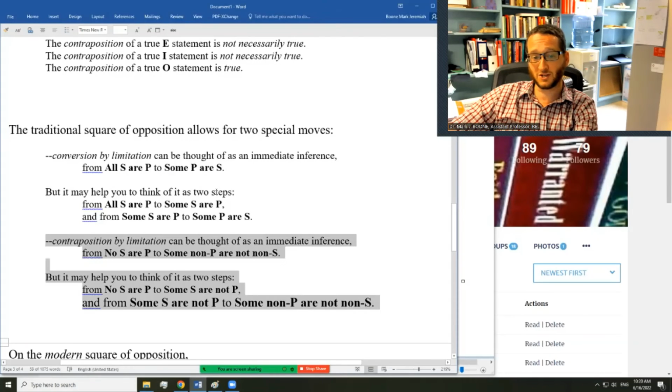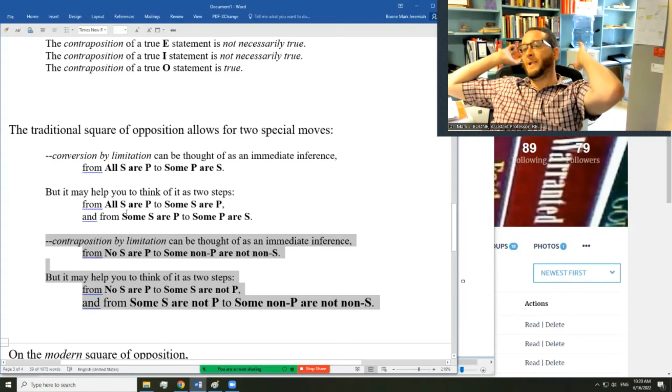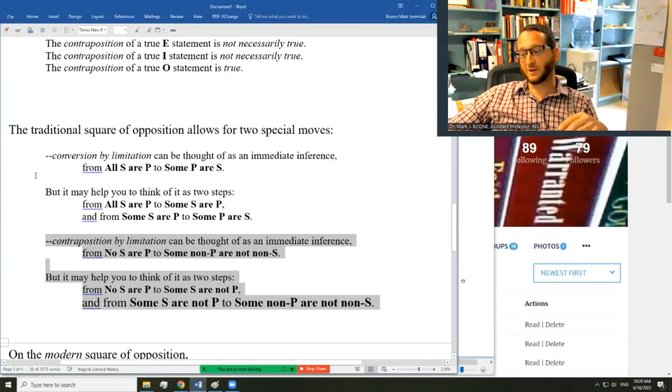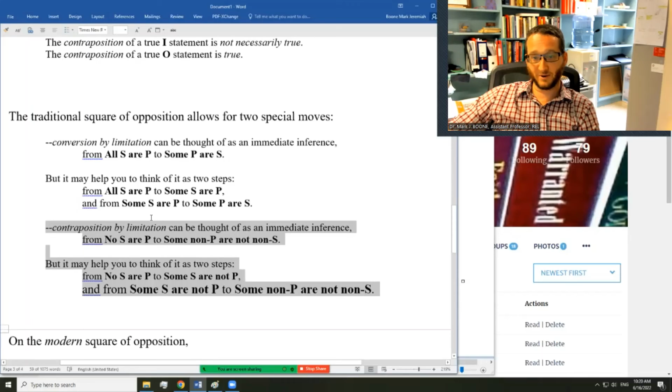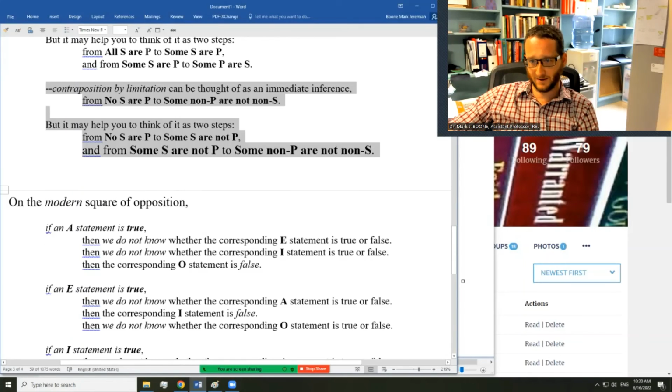Similarly, contraposition by limitation allows us to validly contrapose an E proposition by changing its quantity, but it's easier to think of it as two steps. It's from no S are P to some S are not P, and then from some S are not P to some non-P are not non-S. In other words, we go from the E proposition to its corresponding O proposition, and then, although we cannot contrapose the E proposition, we can contrapose the O proposition that corresponds to it, which is valid on the Aristotelian perspective. But on the modern square of opposition, we can't do that.